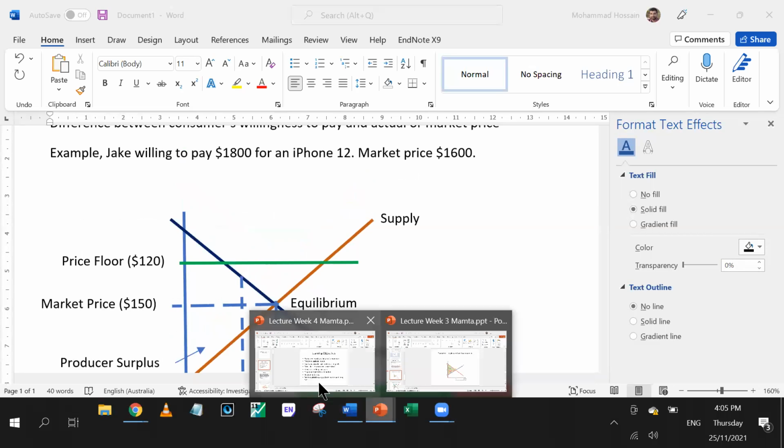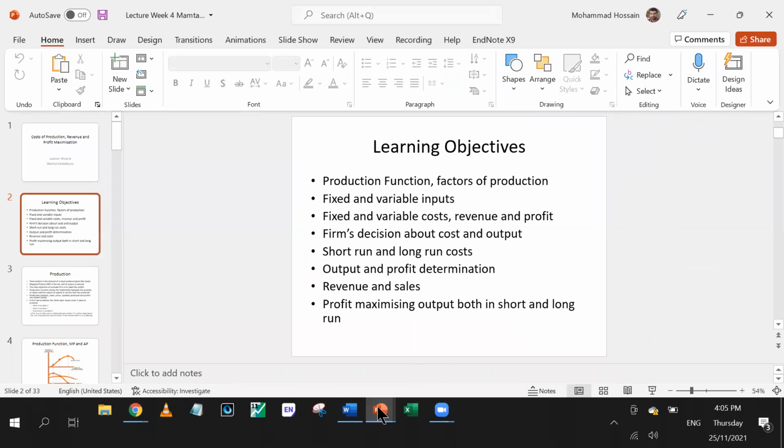Now let's move on to this week. This week we'll be talking about production function, factors of production, fixed and variable inputs, fixed and variable cost, revenue and profit, firm's decision about cost and output, short-run and long-run cost, output and profit determination, revenue and sales, and finally profit maximizing output, both in short and long run. So these are the, I think, 8 topics we'll be covering today. All right, let's move on.